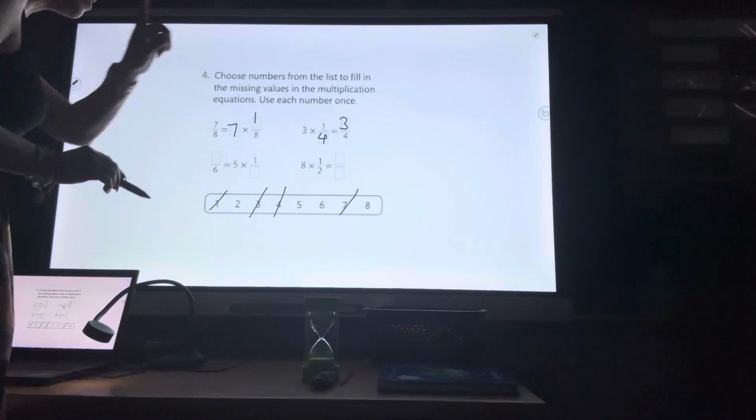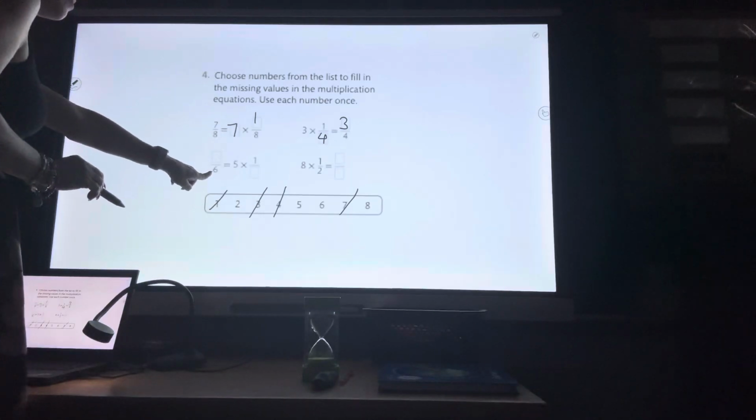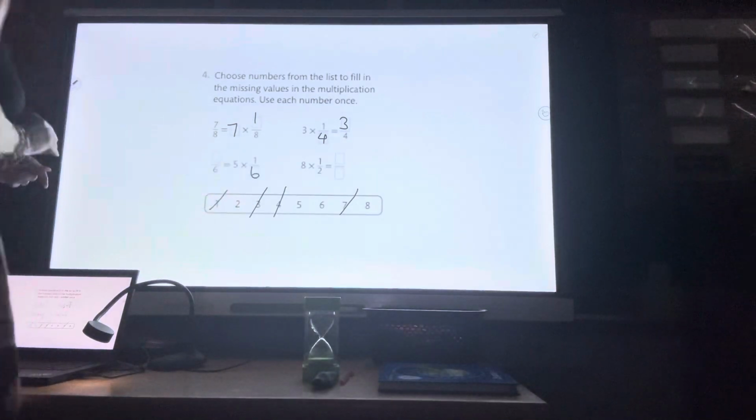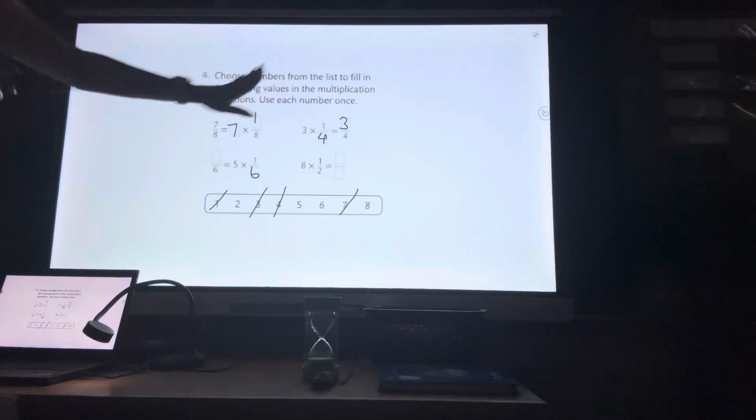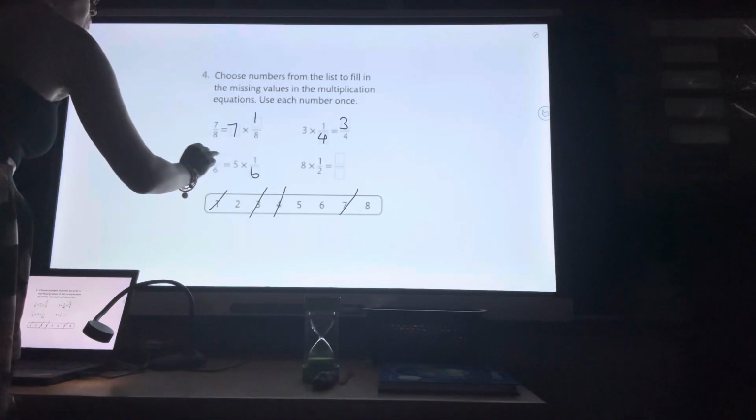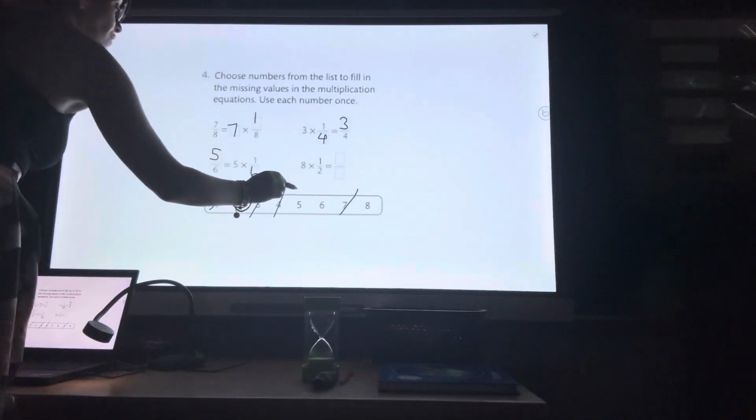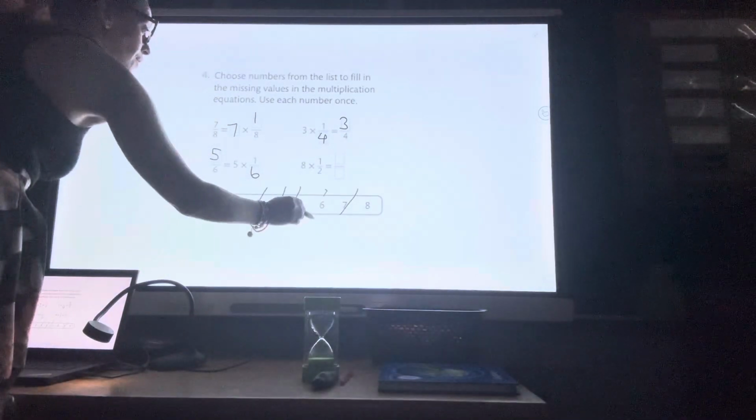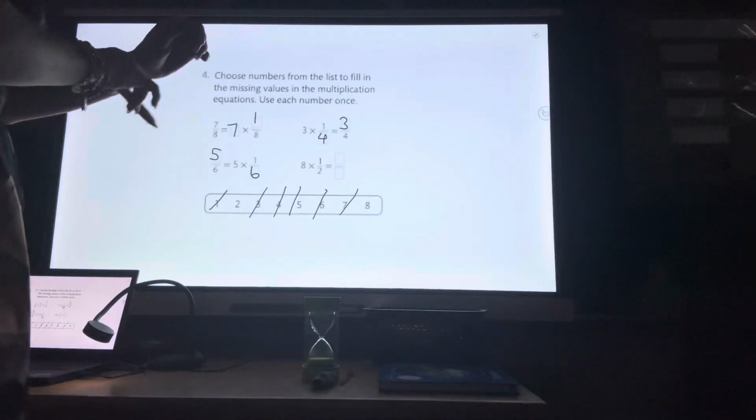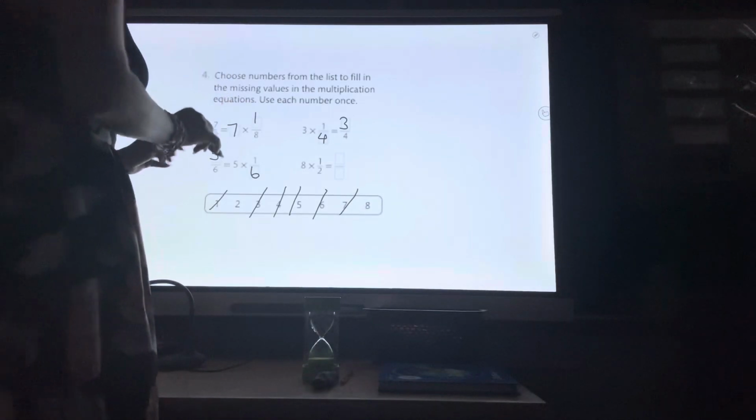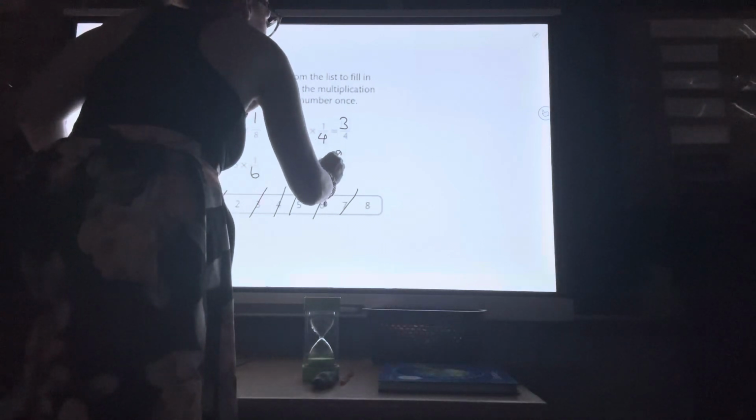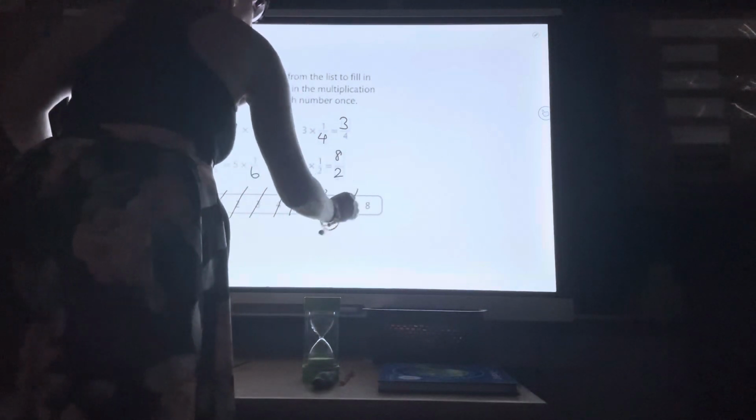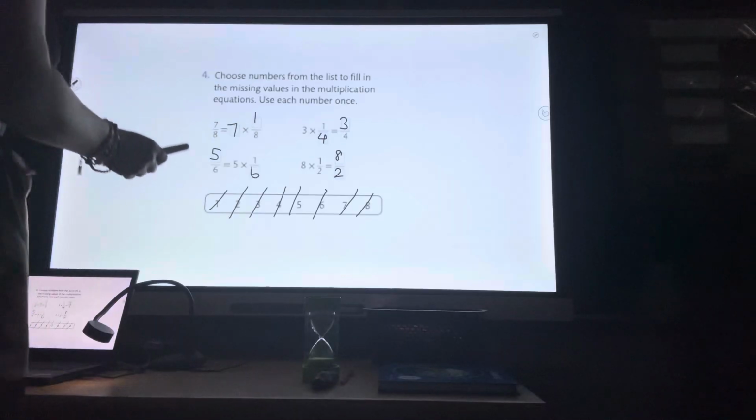Okay, same thing. This is the denominator, so that has to be the denominator because right now I'm just using whole numbers and fractions. So 5 times 1/6 is 5/6. And our last, 8 times 1/2. All I have to do here is solve. 8 halves, and look at that, I've used all the numbers only once.